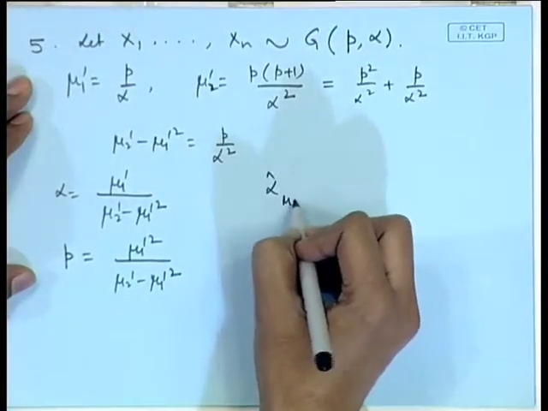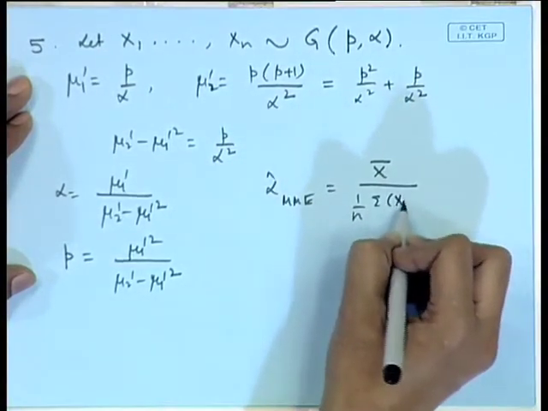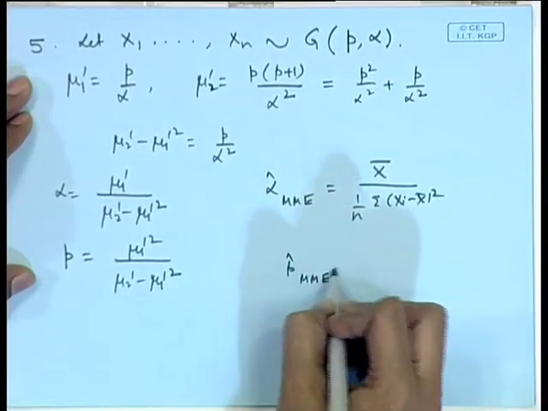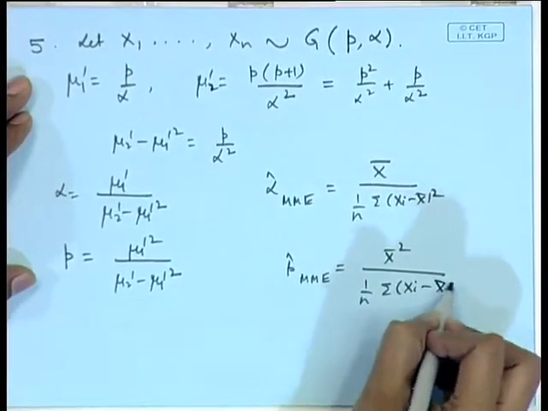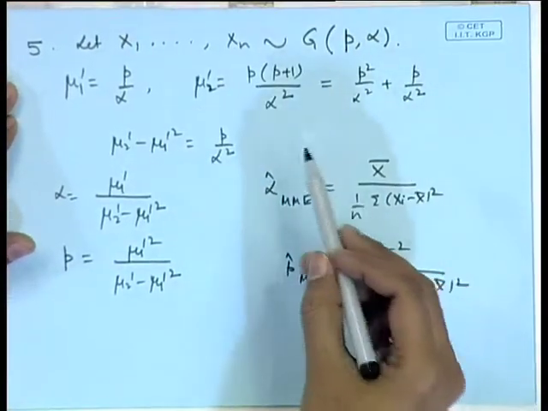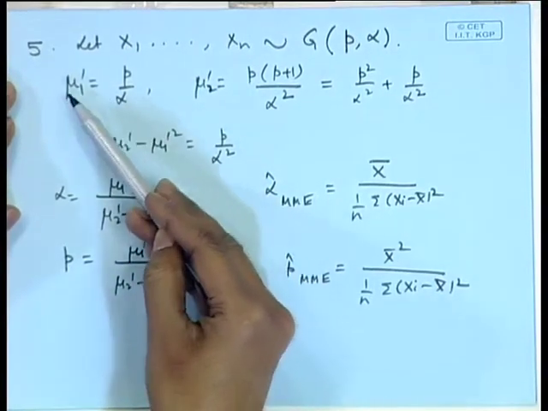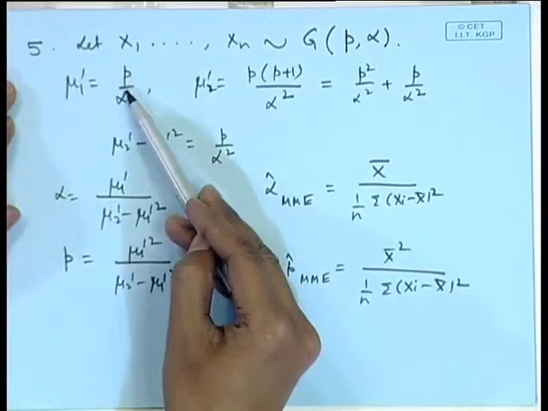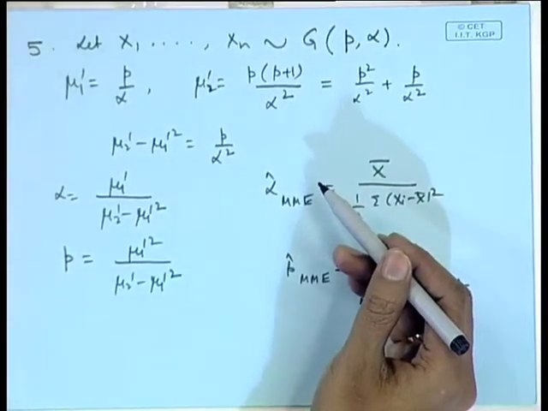So, alpha hat MME is equal to x bar divided by 1 by n sigma (x i minus x bar) whole square, and p hat MME is equal to x bar square divided by 1 by n sigma (x i minus x bar) square. Notice here that if I had taken p to be known, then the problem would be extremely simple, because in that case I can simply substitute x bar in the first equation itself, and the estimate of alpha will become p by x bar. However, if the two parameter situation is there, the solutions are not straightforward to obtain.